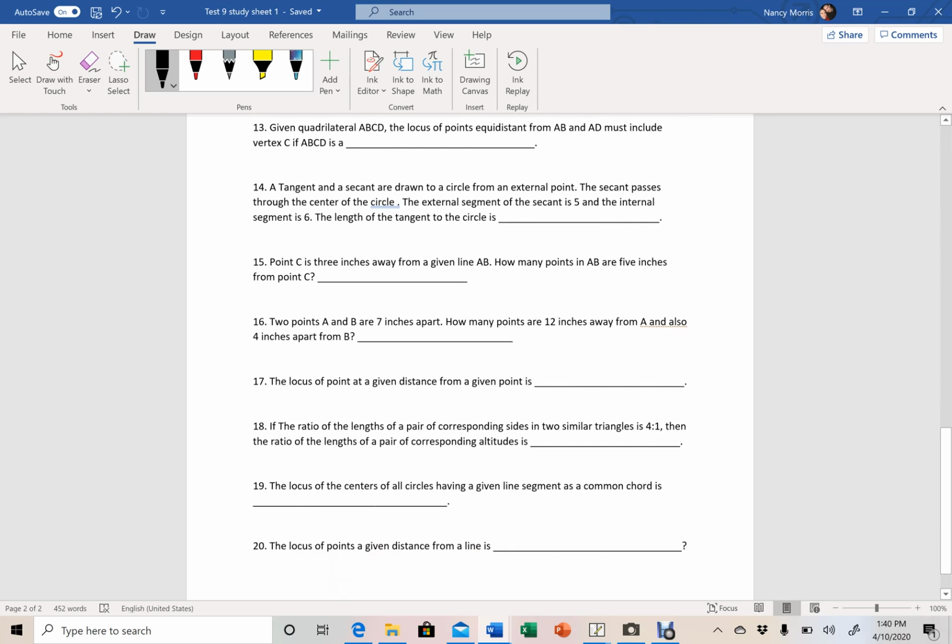Number 14. A tangent and a secant are drawn to a circle from an external point. The secant passes through the center of the circle. The external segment of the secant is 5 and the internal segment is 6. The length of the tangent to a circle is what?